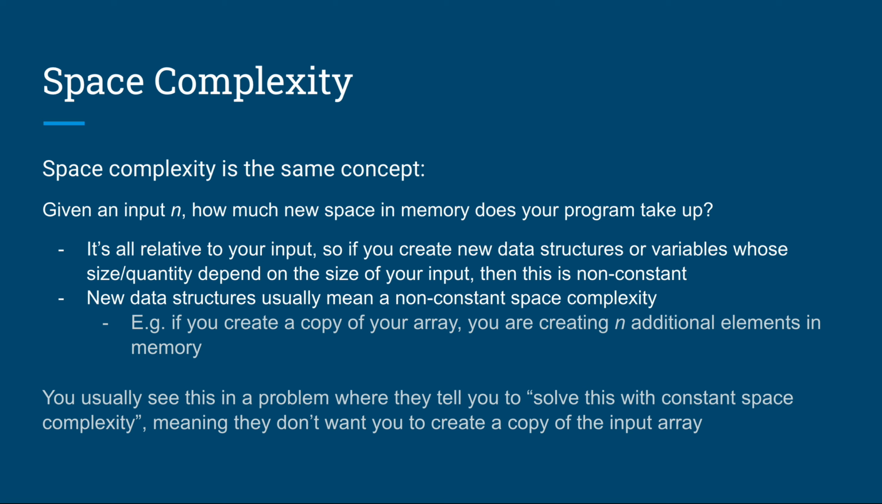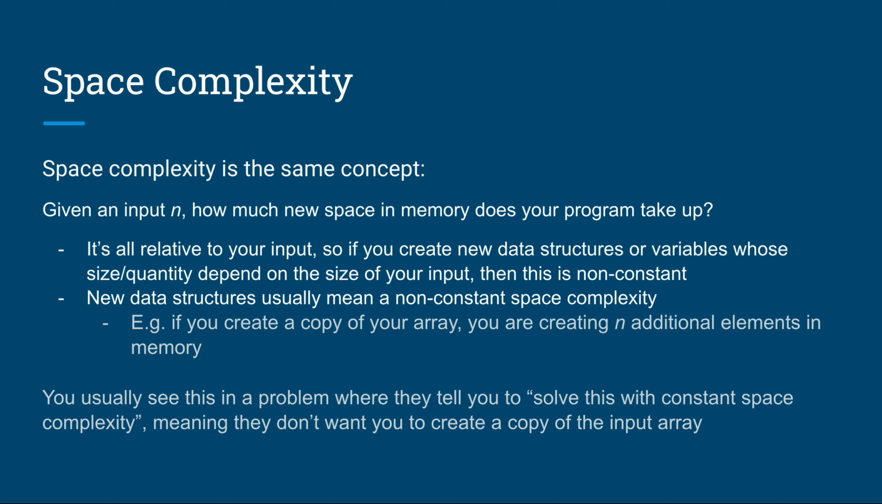So if you're creating new data structures whose size or quantity of variables depends on the size of your input, then this is not constant. New data structures usually are non-constant. So for example, if you have a problem where you take in an array and then you're creating a duplicate or a copy of that array, you're going to create n additional elements in memory. So that's O of n.